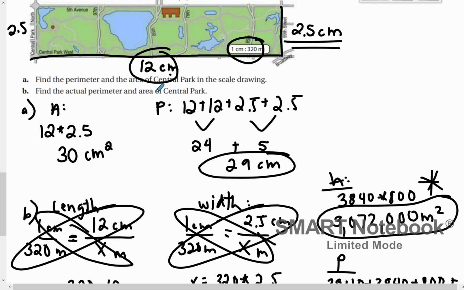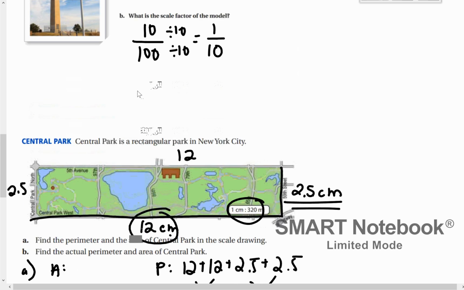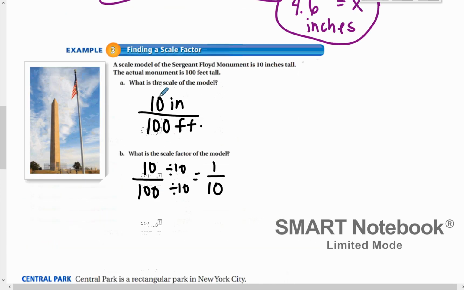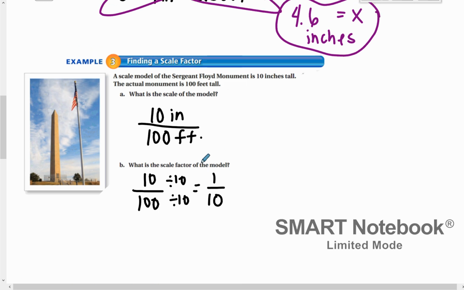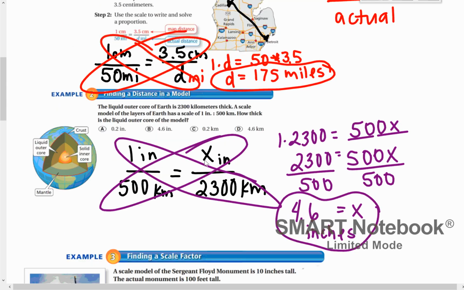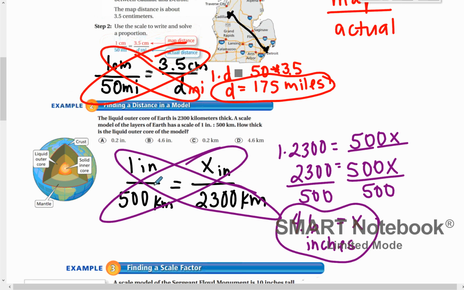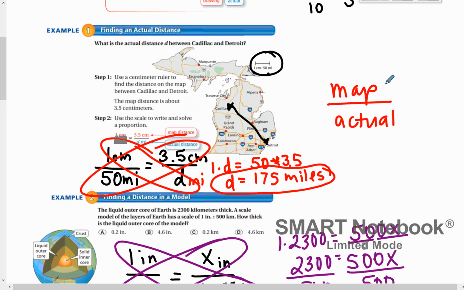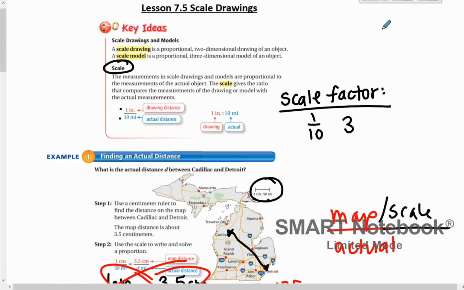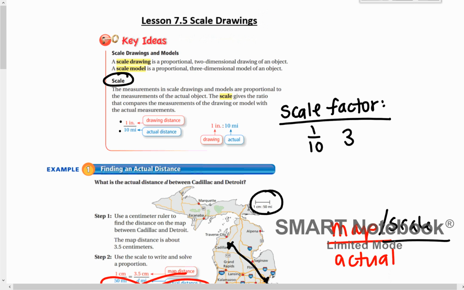Okay. And that is it for our lesson today, just using proportions to set those up, noticing the difference between scale with those two measurements, and scale factor talking about the size difference. But other than that, just setting up those proportions with the given one, making sure that our map or scale size is always on the top over the actual size. Okay. And that is our lesson on scales.